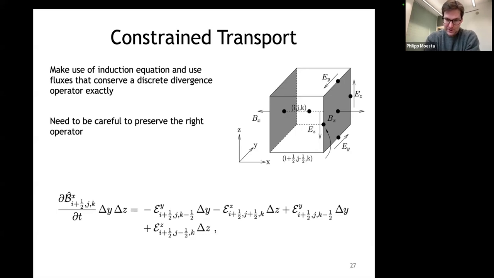So there is a way of writing down this time evolution equation for the discrete magnetic field in a way that you're guaranteed to not introduce extra divergence in your system. But you also see that this already looks relatively complicated in this bottom line. It's also very important that you write down exactly the right discrete operator, so not the continuum operator, but the discrete operator that you want to conserve. But you can do that. That gets relatively complicated, but it's something that a lot of codes do.